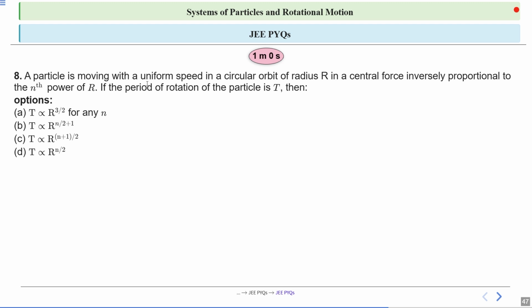A particle is moving with a uniform speed in a circular orbit of radius r in a central force inversely proportional to the nth power of r. If the period of rotation of the particle is T, then which option is correct? Option A, T is directly proportional to r raised to the power 3 by 2 for any n. Option B, T is directly proportional to r raised to the power n by 2 plus 1. Option C, T is directly proportional to r raised to the power n plus 1 divided by 2. And option D, T is directly proportional to r raised to the power n by 2. So which option is correct? Please solve this question, you have some time.